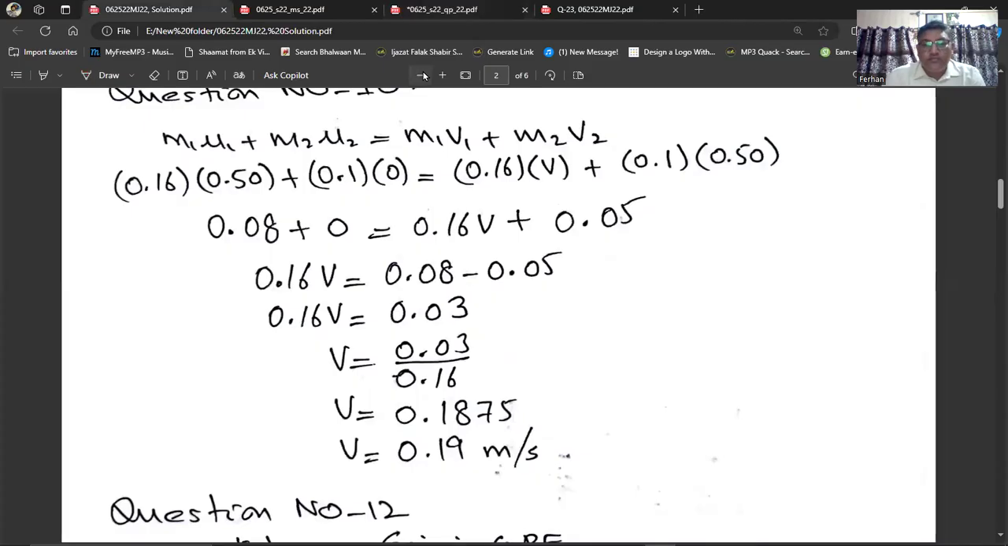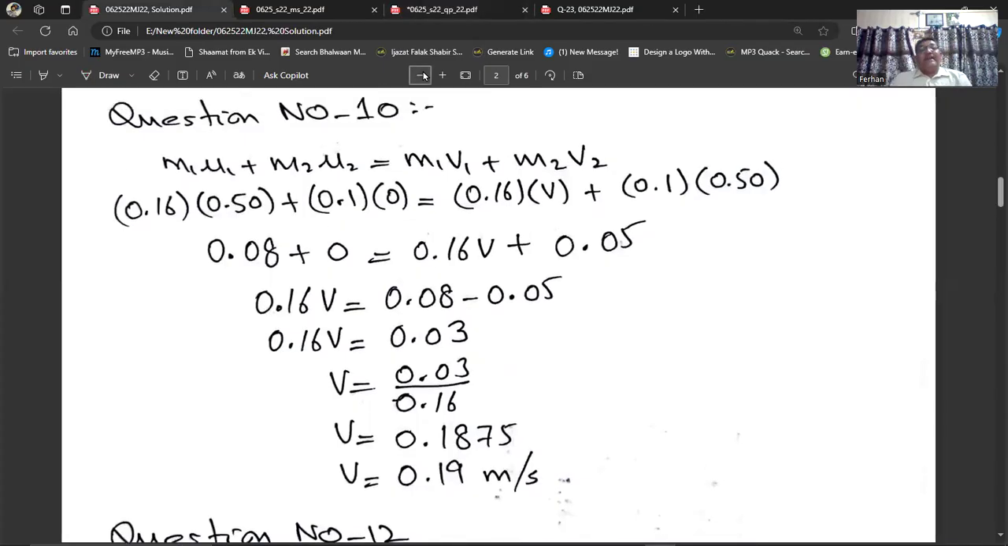So m1 u1 plus m2 u2, the momentum before the collision, is equal to m1 v1 plus m2 v2, the momentum after the collision. So 0.16 multiplied by 0.50 plus 0.1 multiplied by 0 is equal to 0.16 multiplied by v plus 0.1 multiplied by 0.50. So it will be 0.08 plus 0 is equal to 0.16 v plus 0.05. So 0.16 v will be equal to 0.08 minus 0.05.